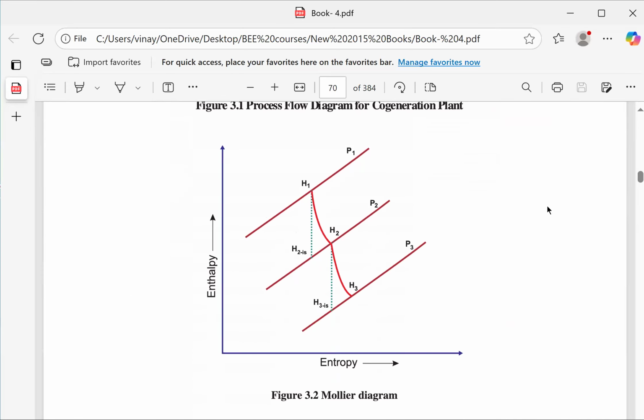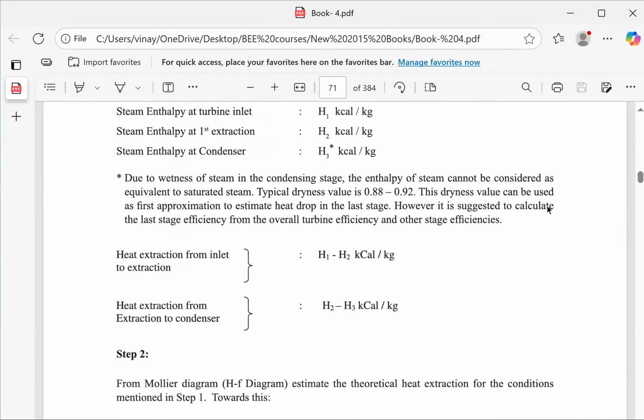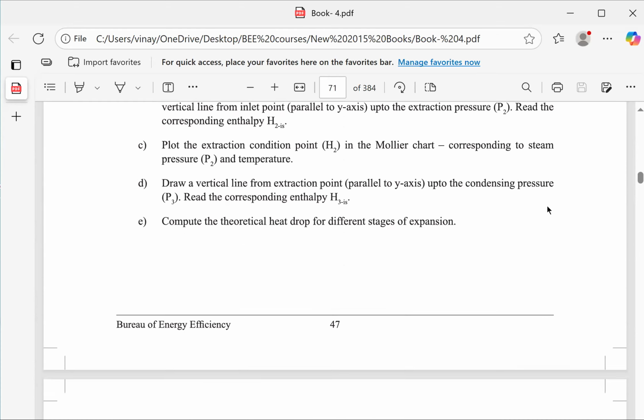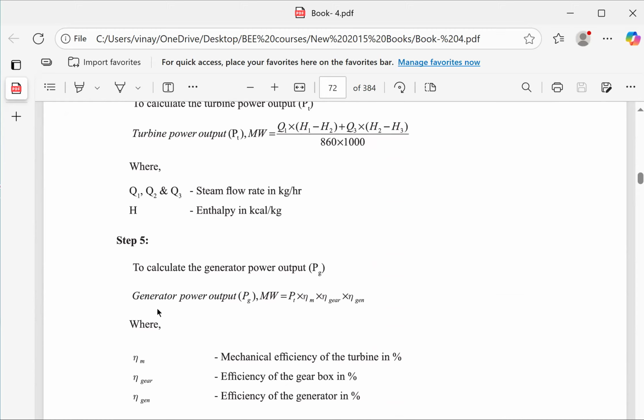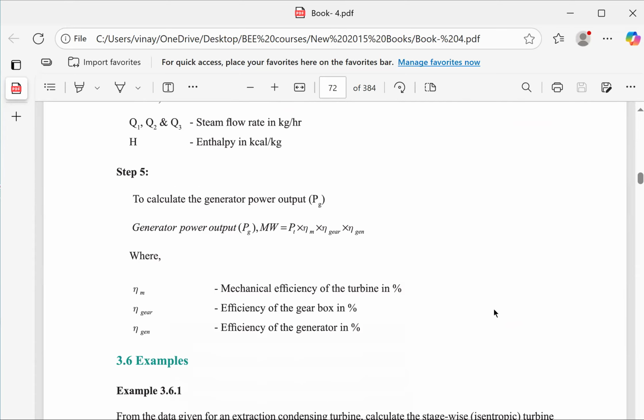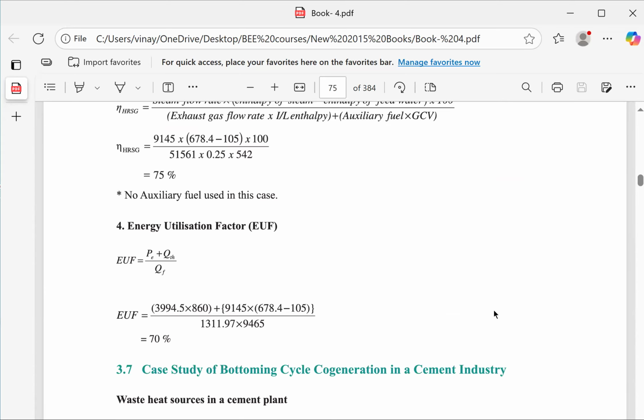And make it a practice. Always refer to the book, frequently going through these. Oh, here it is. See, generator power output. How many efficiencies do you have to consider? Mechanical efficiency of the turbine, mechanical efficiency of the gearbox, mechanical efficiency of the generator. Three efficiencies. When their values are given, you can put them into the formula and take it out.